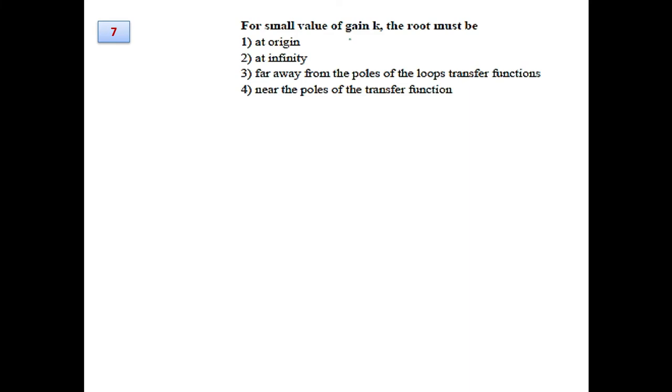Next, question number 7. For the small value of gain k, the root must be. So this question is with reference to the root locus. The root locus starts from the poles. It starts from the poles, and at that time the gain of the system is 0.